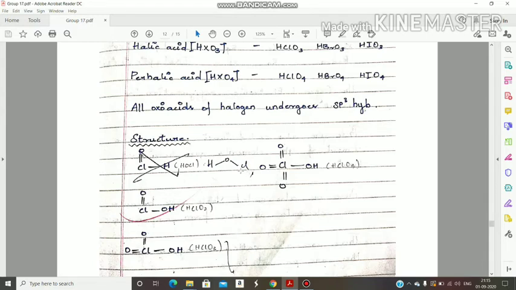What is the oxidation state of chlorine in HOCl? Here it is +1. Oxygen is -2, H is +1, so the total becomes 0. So in this case chlorine is +1, in this case chlorine is +3, in this case chlorine is +5, in this case chlorine is +7.